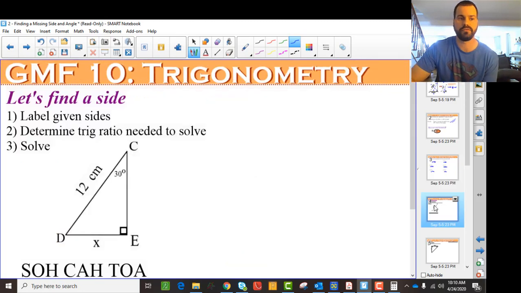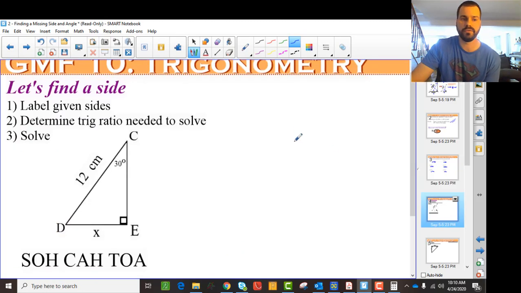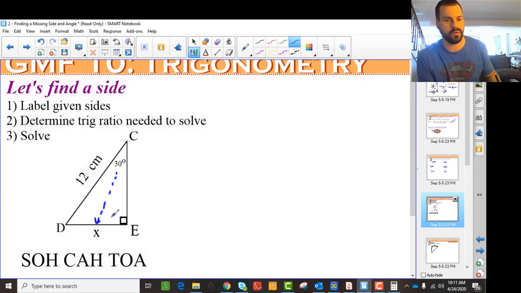Okay, so let's talk about how to find a side. We're going to use the technique we talked about in the previous video. We're going to label the sides first. The angle that I know is 30, so this is opposite that. So that's the opposite side. And the hypotenuse is always across from the right angle, so that's the hypotenuse.